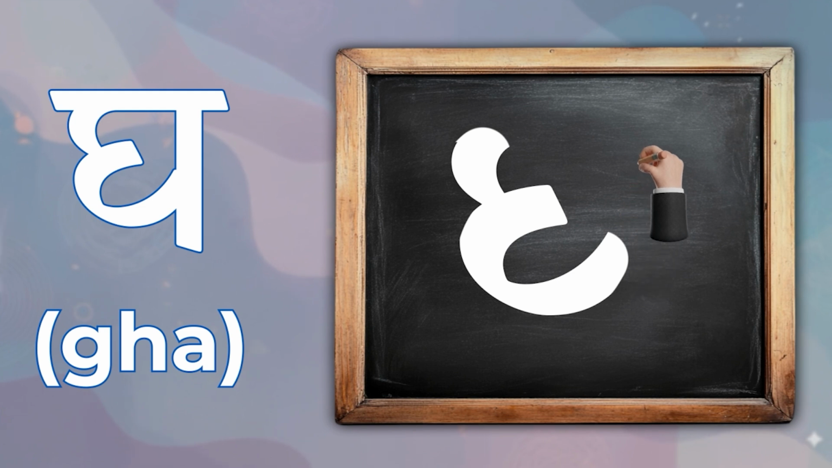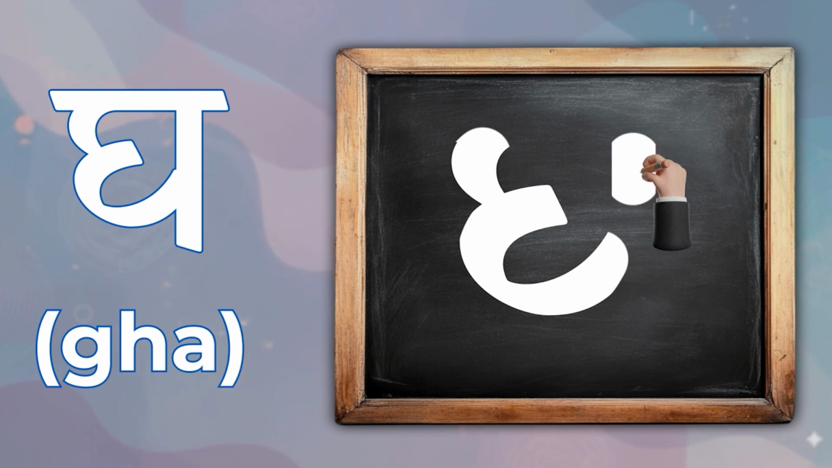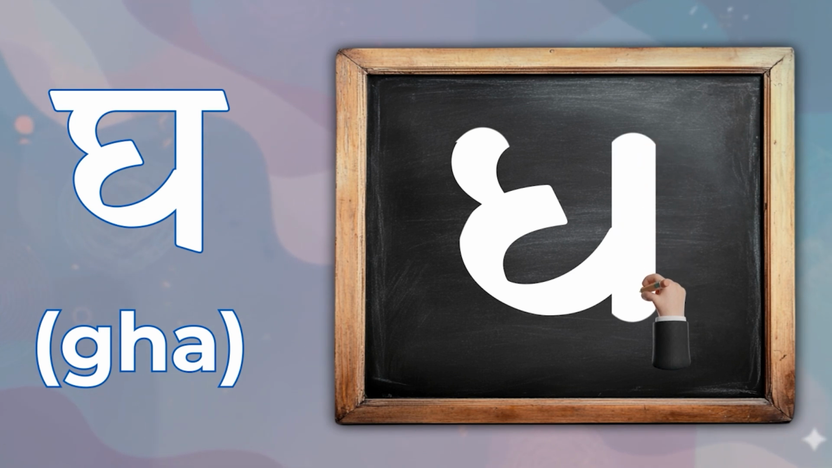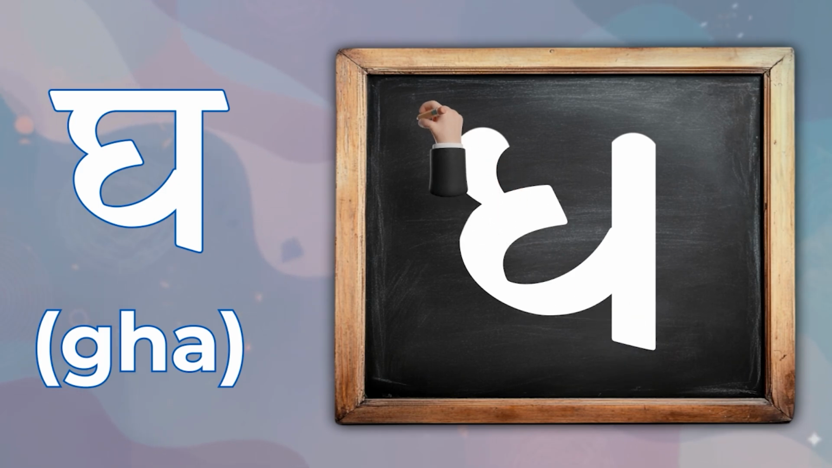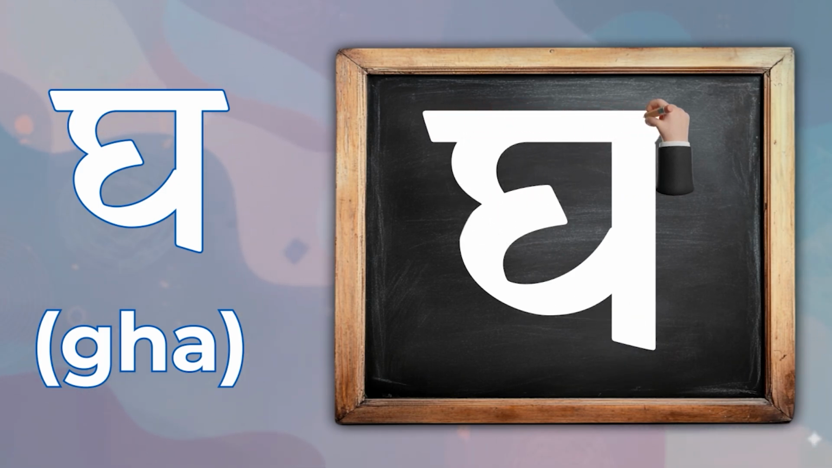Now, draw a vertical line on the right side of the figure so that the vertical line touches the end point of the second hemisphere. Finally, draw the Shirorekha. Thus, we can see that we have written the letter gha. The letter gha is used anywhere, at the beginning, middle or end of a word. Let's see some examples now.